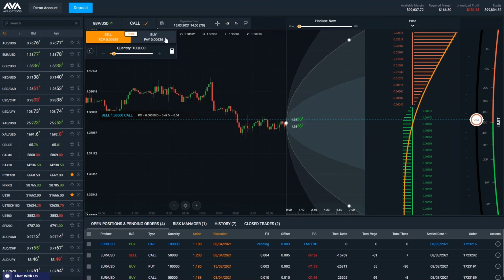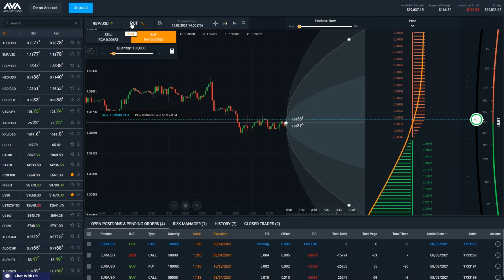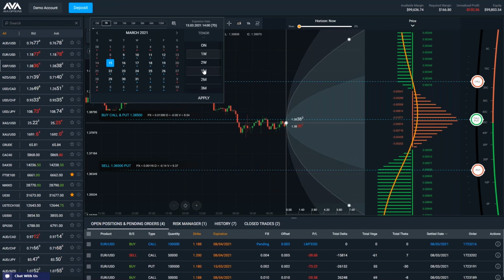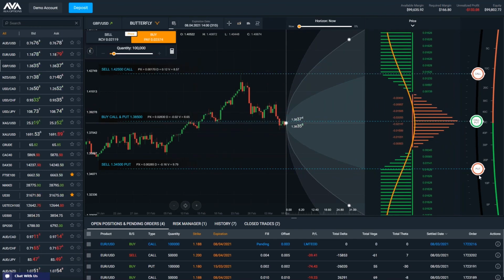Right? Sell a call, buy a call. We can buy or sell puts, and we can do various combinations. For example, a butterfly for a month. A butterfly is 4 options. You're going to buy an at the money call and a put at 1 strike, and you're going to sell a call above and a put below.